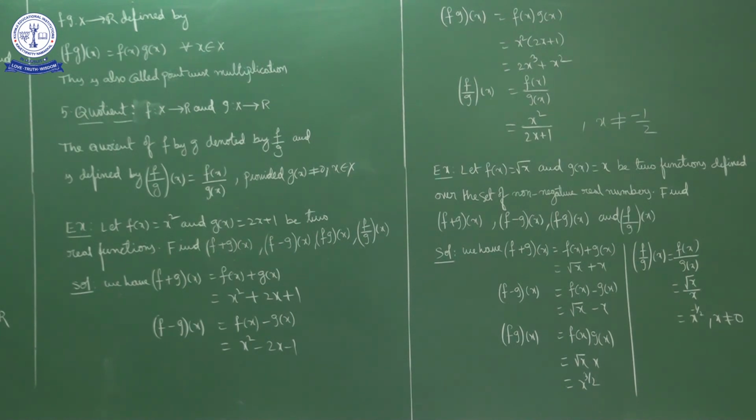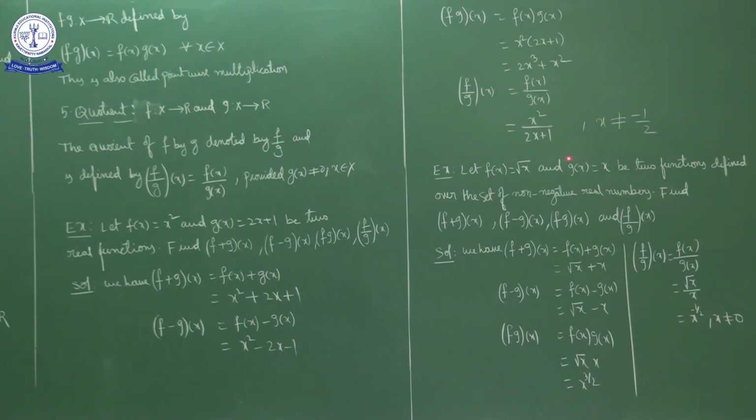Next, f of x is equal to square root of x, g of x is equal to x, be two functions defined over the set of non-negative real numbers. In the previous example, they were two real functions. Two real functions means x can be a positive real number, negative real number, 0, anything. But here these two functions are defined over the set of non-negative real numbers.